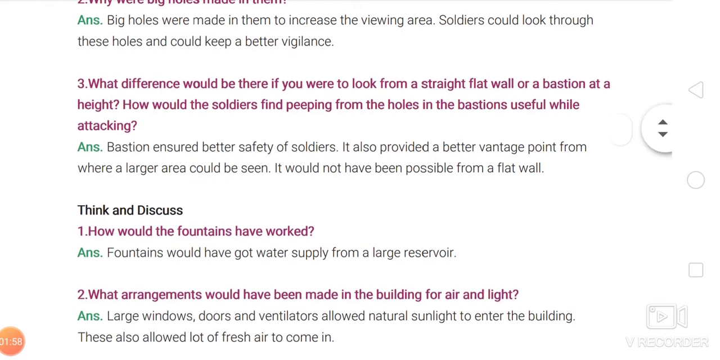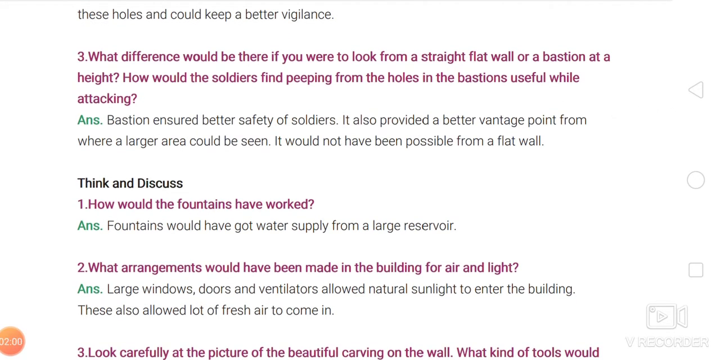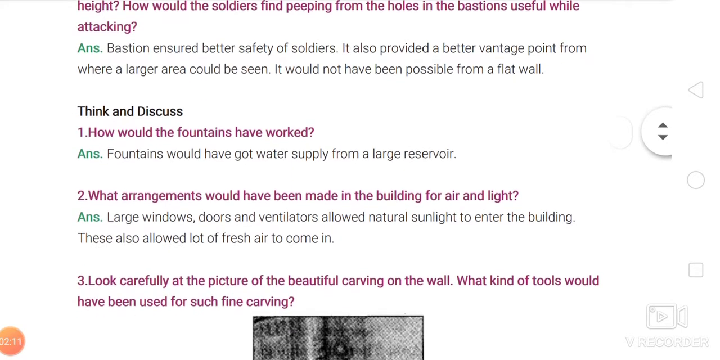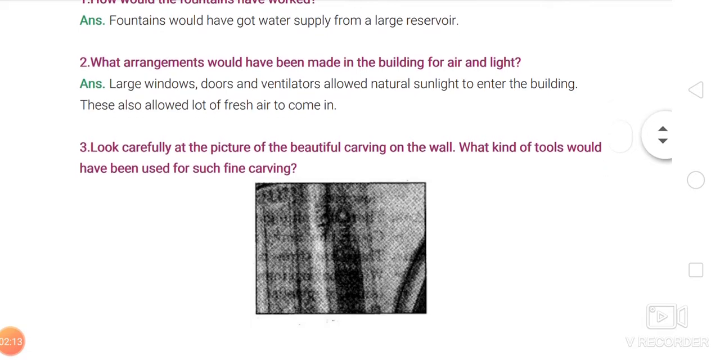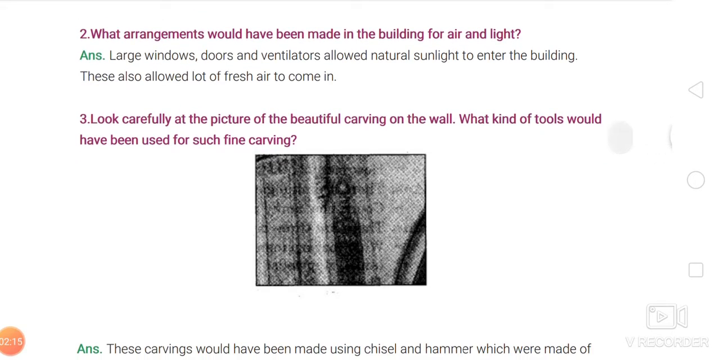How would the fountains have worked? Fountains would have got water supply from a large reservoir. What arrangements would have been made in the building for air and light? Large windows, doors, and ventilators allowed natural sunlight to enter the building. These also allowed a lot of fresh air to come in.